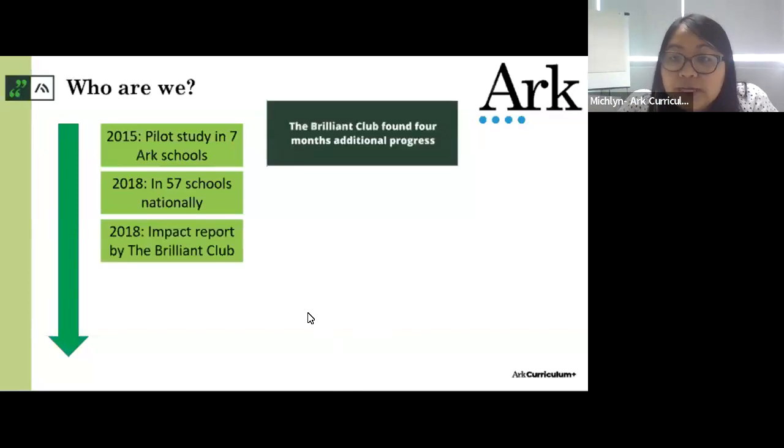Now, we are the only mastery programme in English with hard evidence that our programme works. In 2018, an impact report was run by the Brilliant Club, and in that independent evaluation, a total of 1,700 pupils were involved. Their findings were that English Mastery had a significant positive effect on pupils' English scores, regardless of their prior attainment and demographic. And the effect of our intervention was basically equivalent to 4 months additional progress.